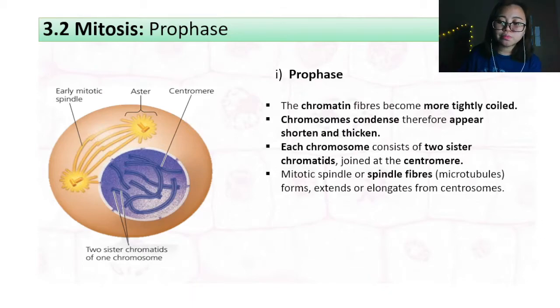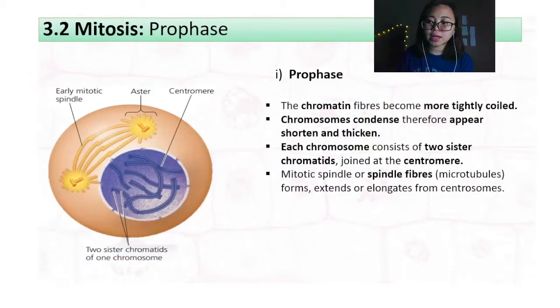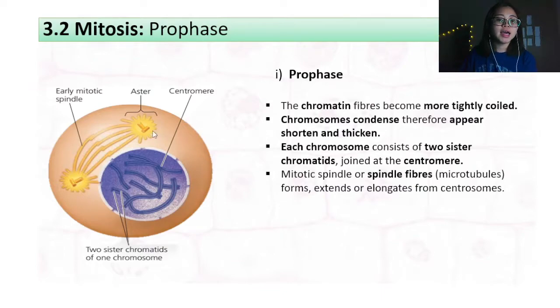Mitotic spindle or spindle fibers, or you can also say microtubules, forms, extends, or elongates from centrosome. Sekiranya kamu lupa, ini boleh digelar sebagai centriole. Oh, sekejap ya. Oke, ini yang warna kuning macam bintang ni, itu adalah ester dalam gambar ini. Kita boleh gelar dia ester, kita boleh gelar dia centrosome, kita boleh gelar dia centrioles. Tapi saya lebih suka guna centrosome supaya kita boleh guna berkali-kali. Nanti kita tengok kenapa ya.